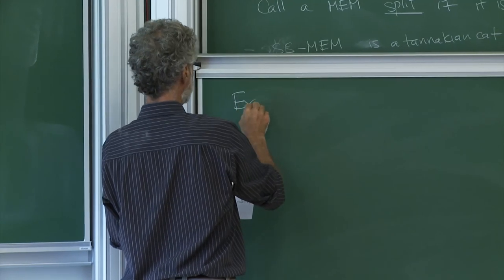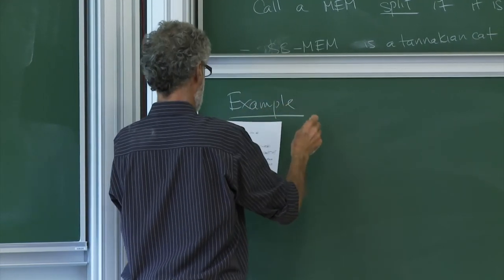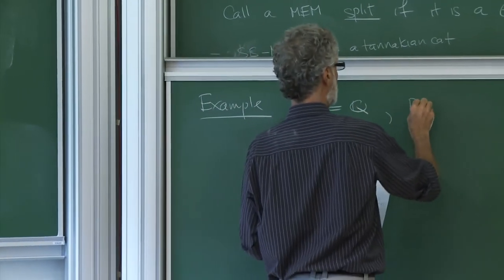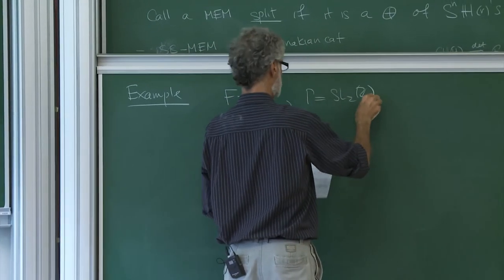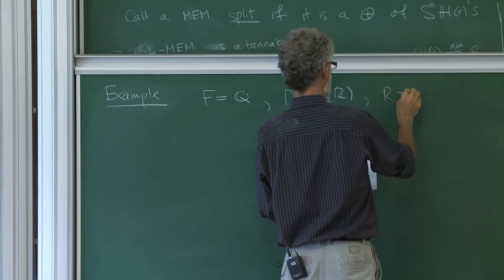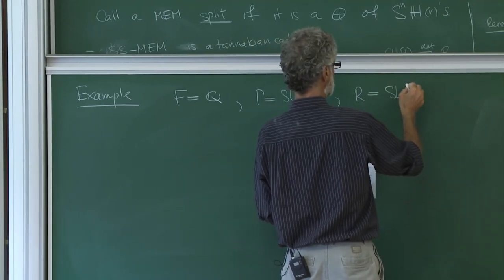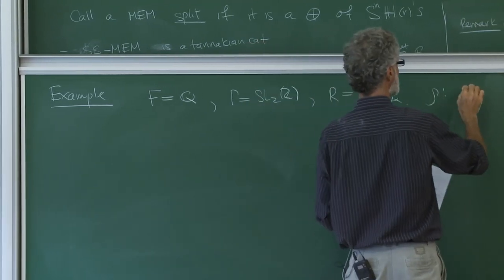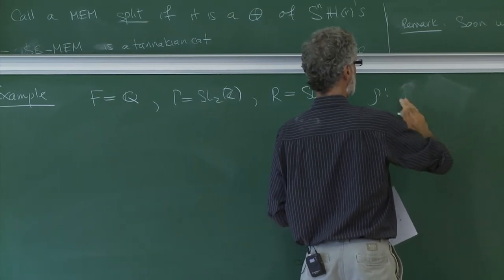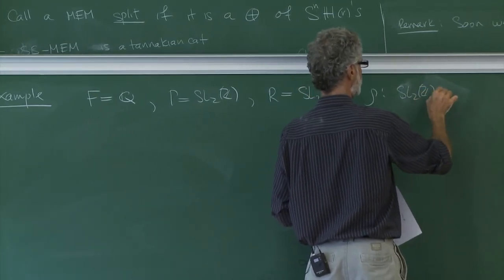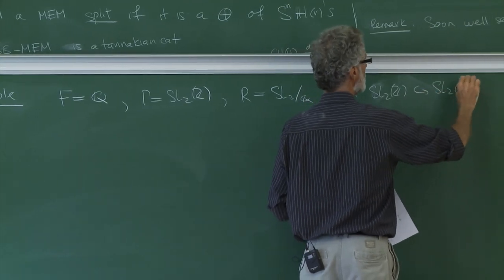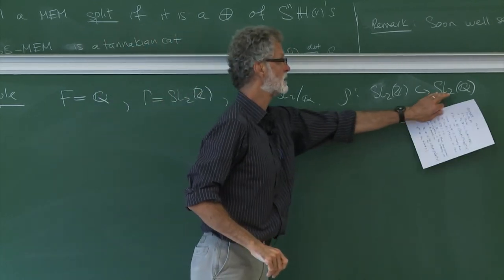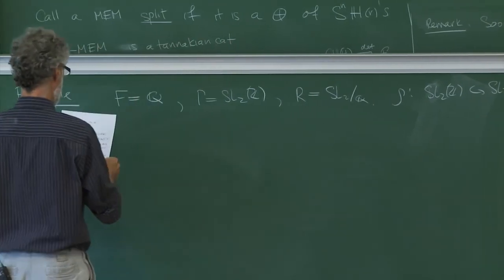So, example, we'll take F equals Q, gamma is equal to SL2Z, R is equal to SL2 over Q, and rho is just the inclusion of SL2Z into SL2Q. And you might think the completion is just SL2Q. It's not, because this is a group of rank 1, real rank 1, so it's not rigid.